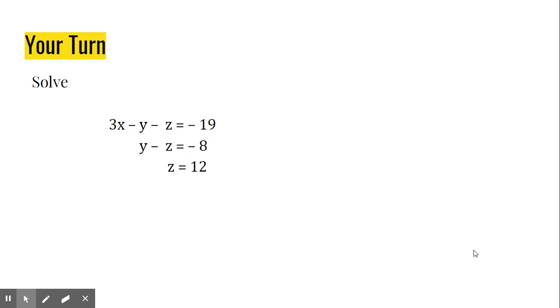Now it's your turn. Get a paper and pencil, if you haven't already been taking notes, and solve this system for x, y, and z. Be sure to write your answer as an ordered triple with x, y, and z in order.